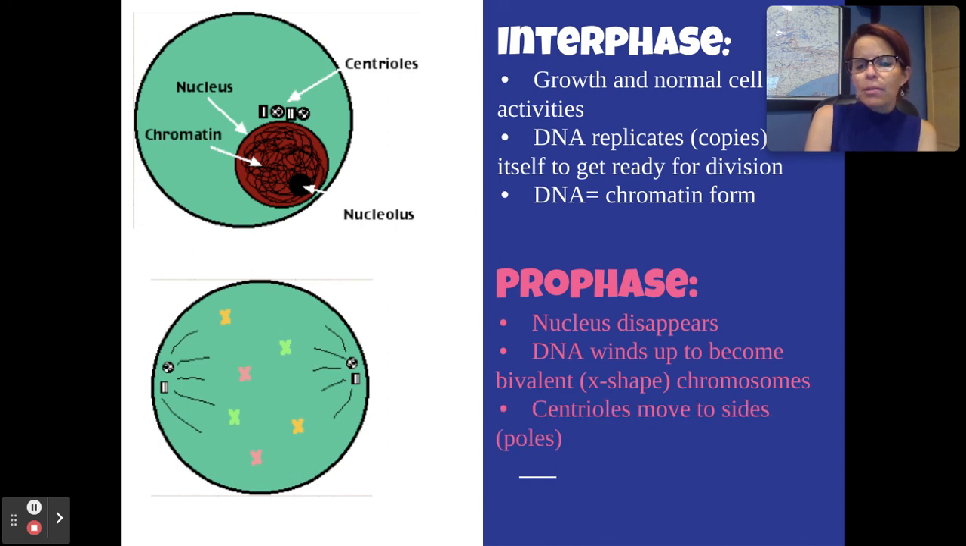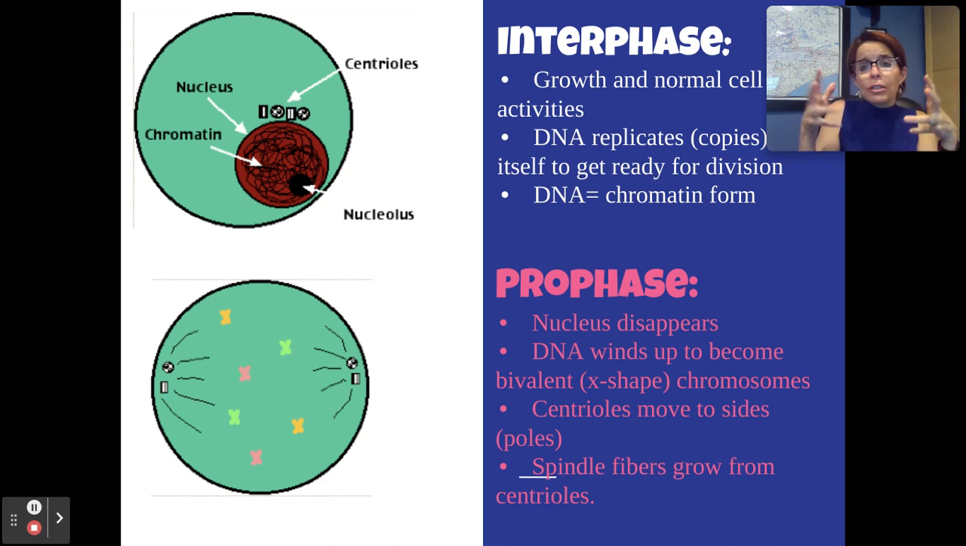So the DNA winds up to become bivalent chromosomes, and the centrioles move to the sides. Now, the centrioles are those black and white symbols. All you need to know is that they grow something called spindle fibers. These spindle fibers reach across, grab the DNA, and push or pull the DNA to the proper location. But it's just starting right now.